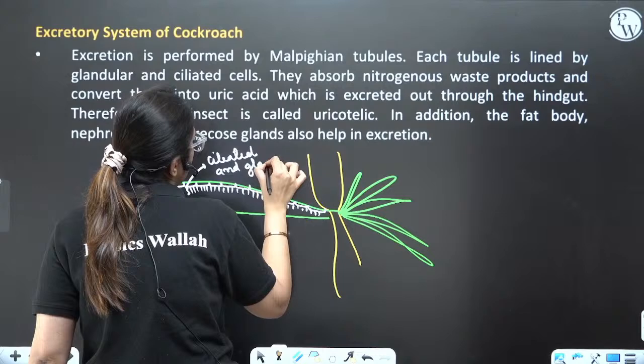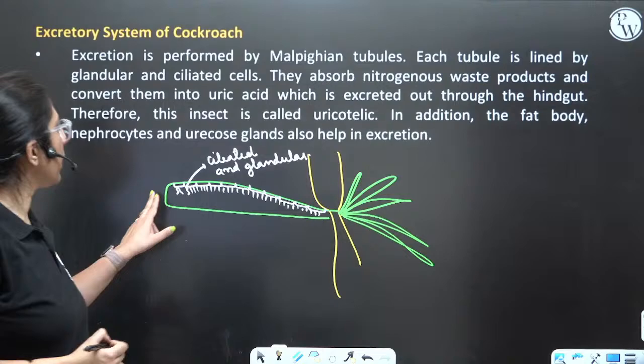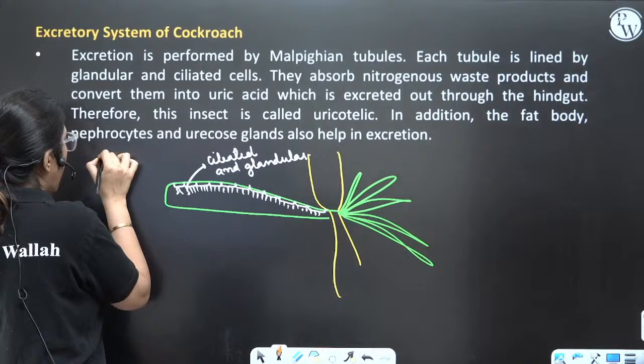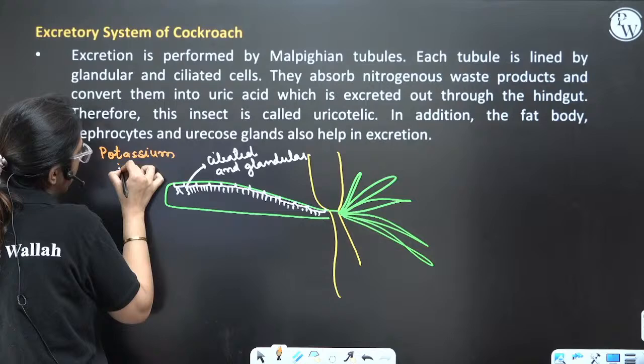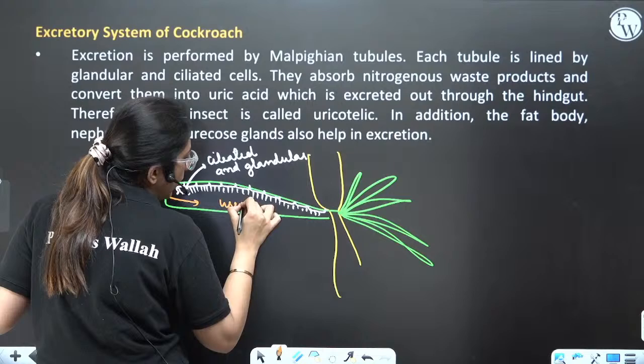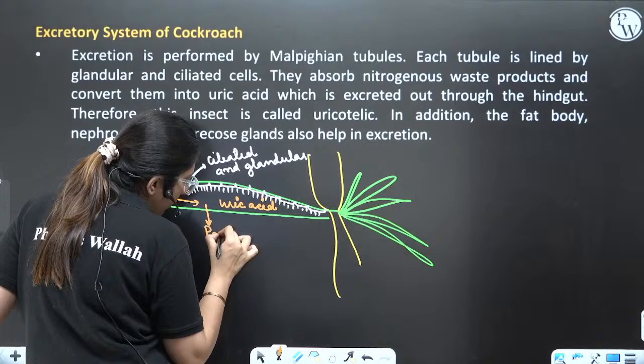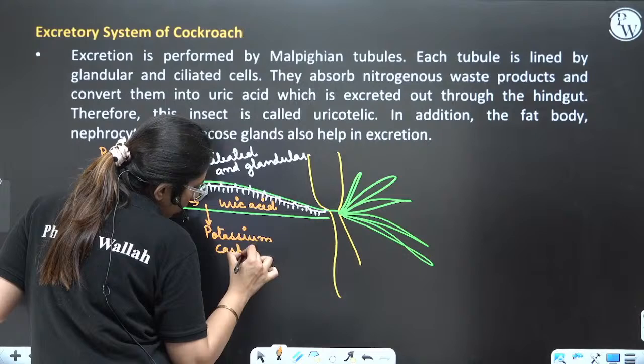Right? Clear? Now, if you further see what these do, they take up potassium urate from the body. They convert this into uric acid. Potassium carbonate it takes back, absorbs back. And they excrete the uric acid.